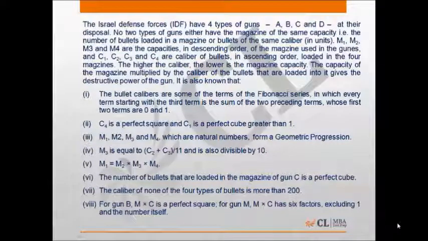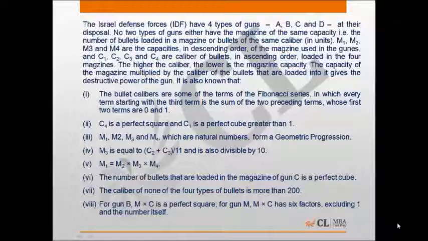This question talks about Israel Defense Forces who have four types of guns A, B, C, and D. Two things are defined about these four guns. One is their magazine capacity, which is denoted by M1, M2, M3, and M4 in descending order. And the other is the caliber of the bullet, represented by C1, C2, C3, and C4 in ascending order, which are loaded into the four magazines. Also, the higher the caliber, the lower is the magazine capacity.